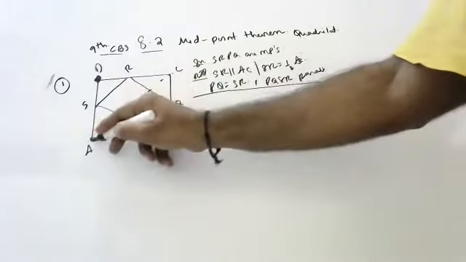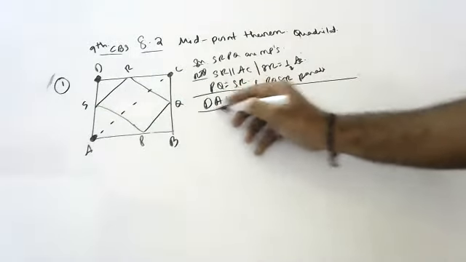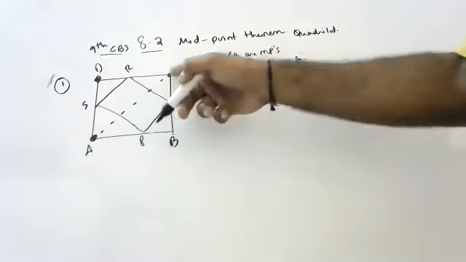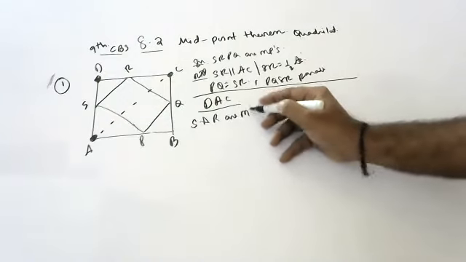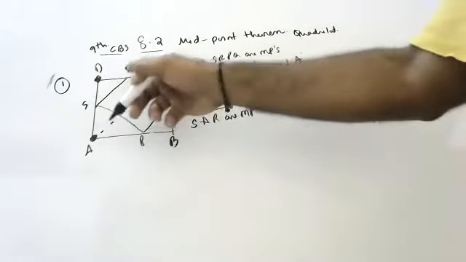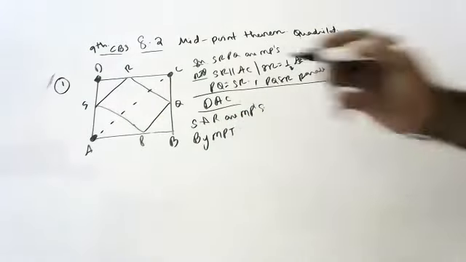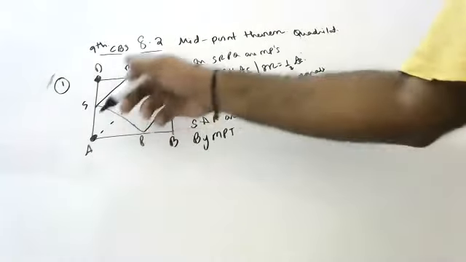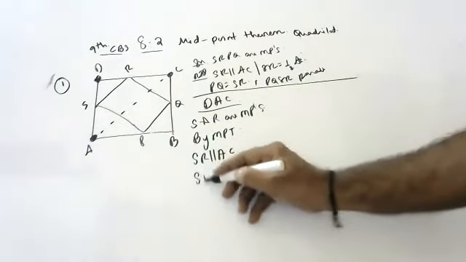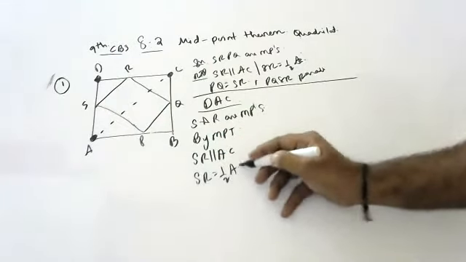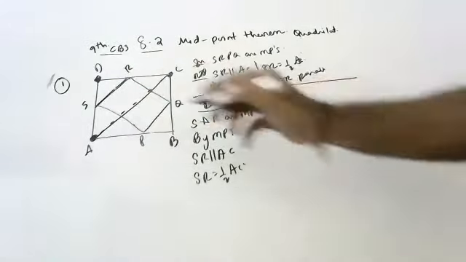See, there is a triangle DAC. In DAC, S and R are midpoints. Since S and R are midpoints, by the midpoint theorem, SR is parallel to AC and SR is half of AC.